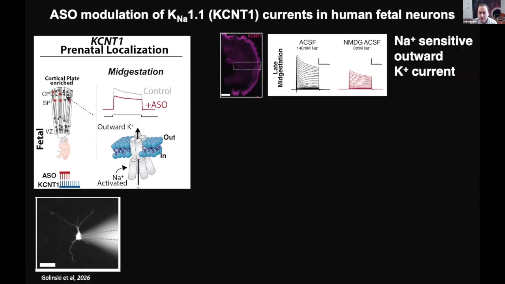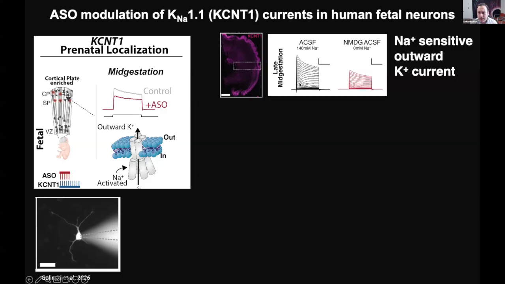And can we modulate this as a potential therapeutic target as an early intervention? So up here on the top, you can see this would be a piece of fixed primary fetal cortical tissue. We can localize KCNT1 to these neurons in the outer region of the cortical plate. And the first experiment we performed was, well, is there a sodium-sensitive potassium current? And the answer is yes.